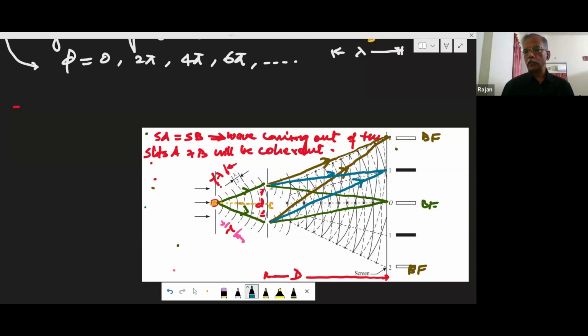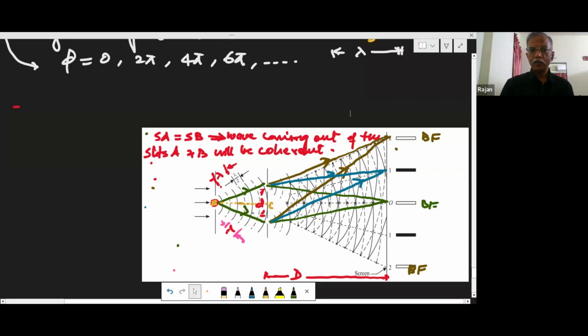For the first bright fringe, here in our figure, this is 2 and 2 on either side. How much should it be? Can you make it out in terms of lambda, based on whatever we have discussed? First one is 0. Again, I remind you, first one is 0. Check it.